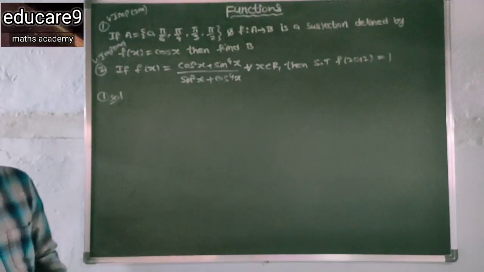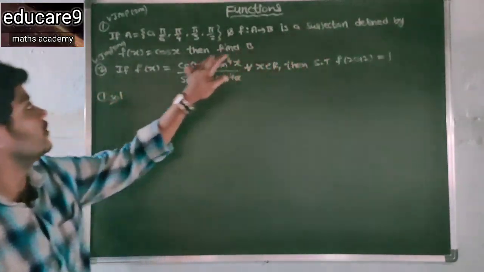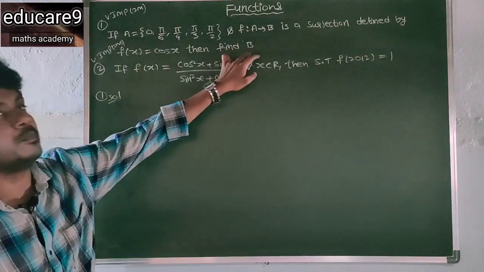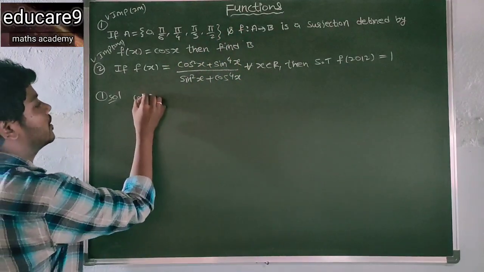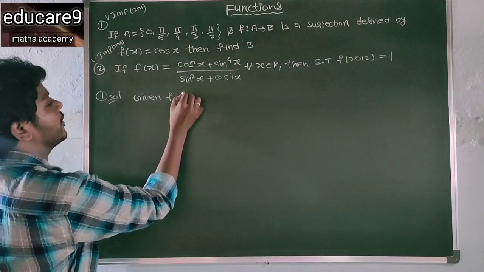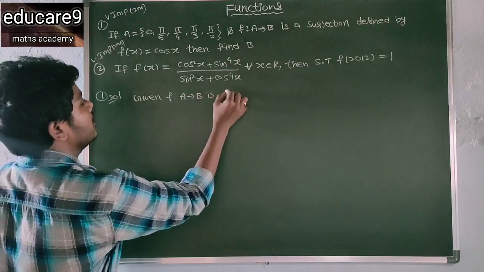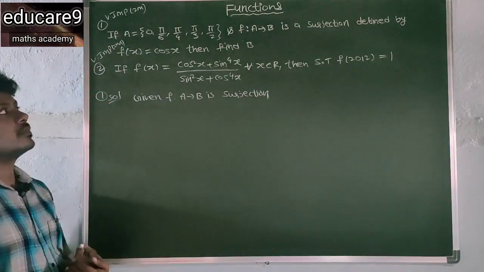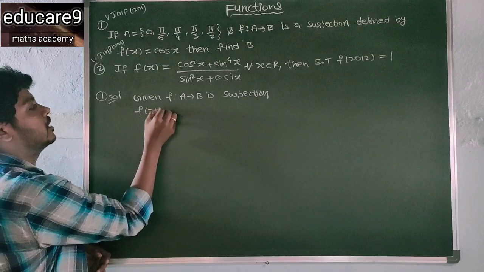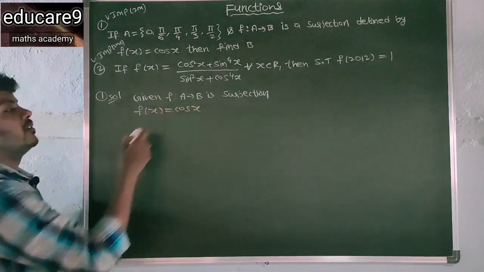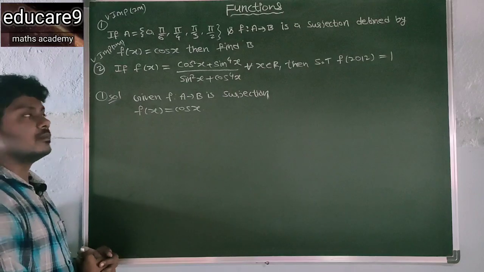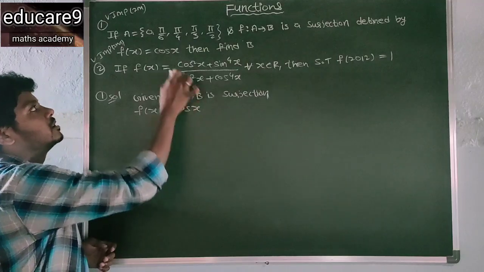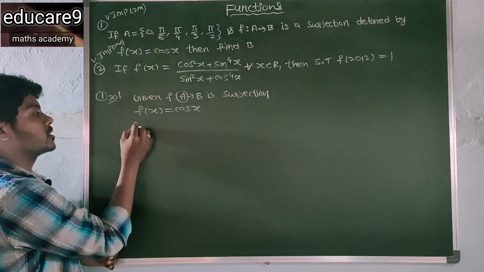A is given, f from A to B is a surjection defined by the function f of x is equal to cos x. Then find B. So given f from A to B is a surjection, so it means it is onto, and f of x is equal to cos x. Then find B. See here, what are the x values? Domain values, that are A values. So what are the A values? 0. So first put 0.